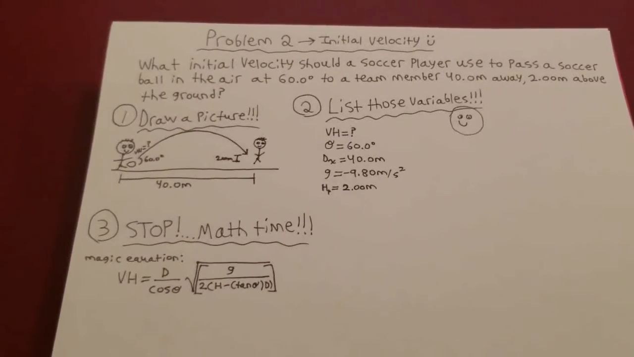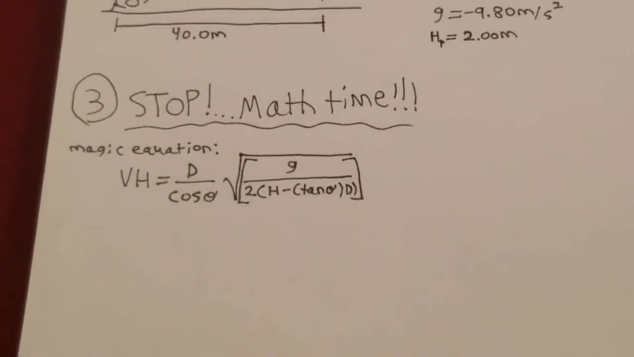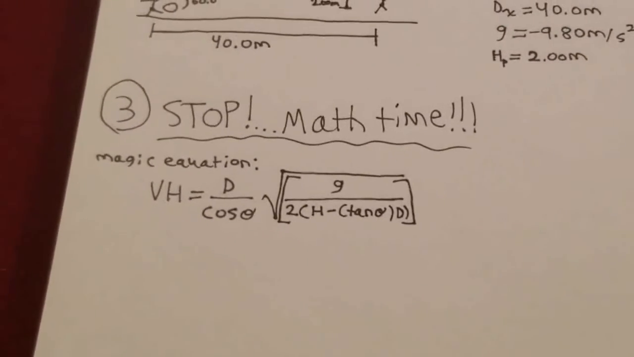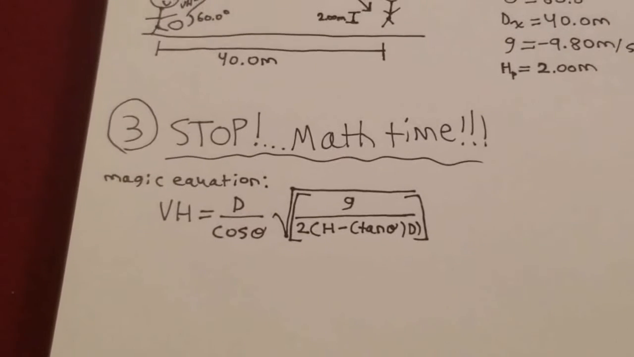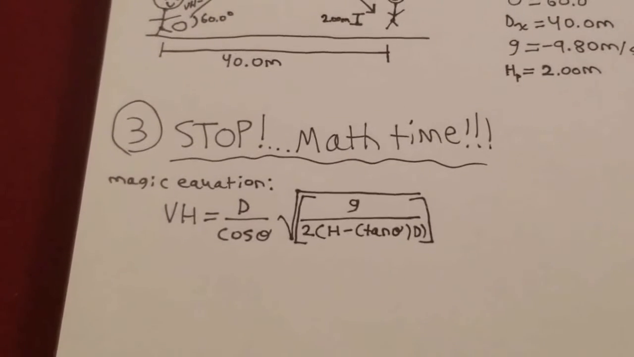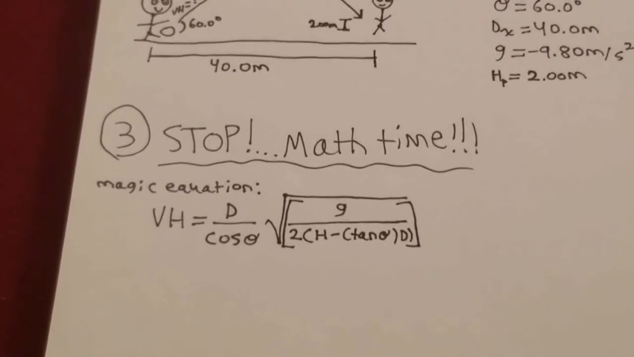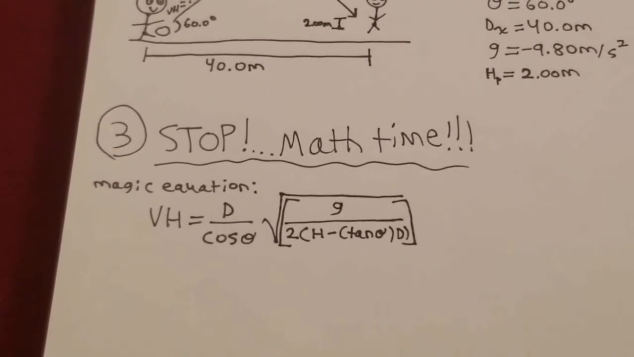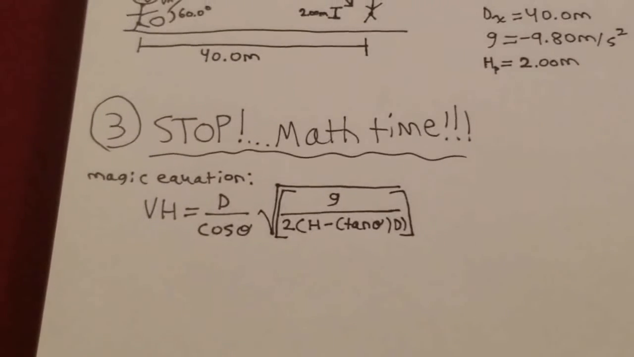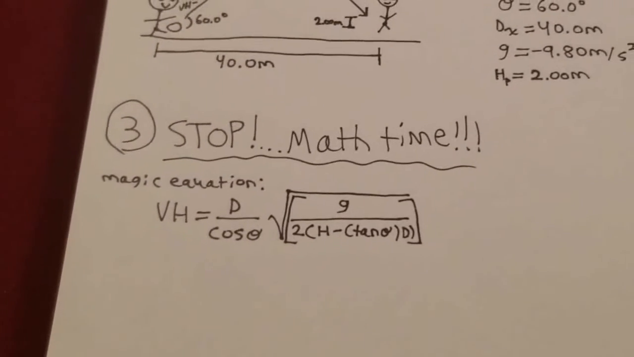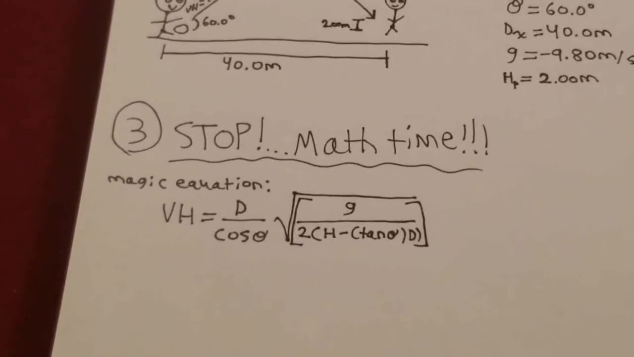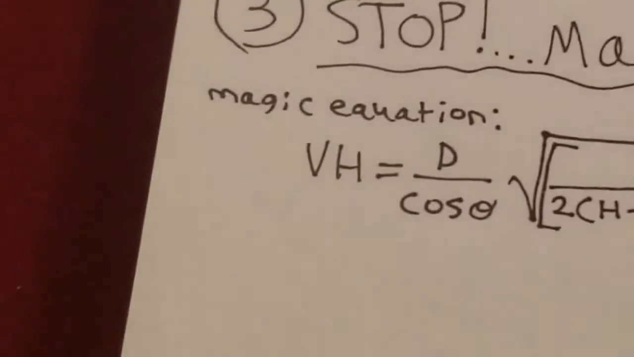All right, guys, it is math time. We're going to use this magic equation to find our initial velocity. So, initial velocity equals distance divided by cosine of our angle times the square root of g divided by 2, then parenthesis, h minus, and then inner parenthesis, the tangent of our angle, then close the parenthesis, times distance, and then close it, and that will be our magic equation.